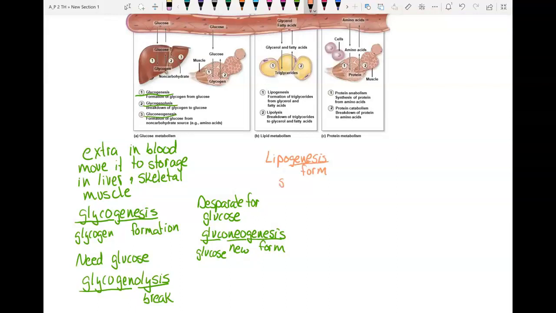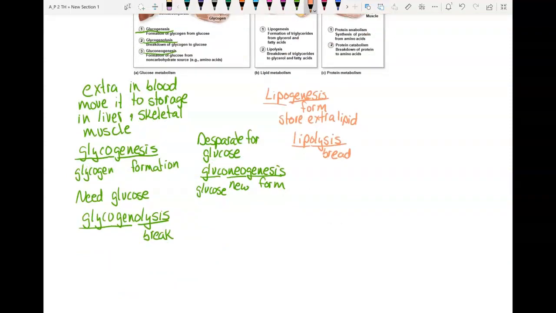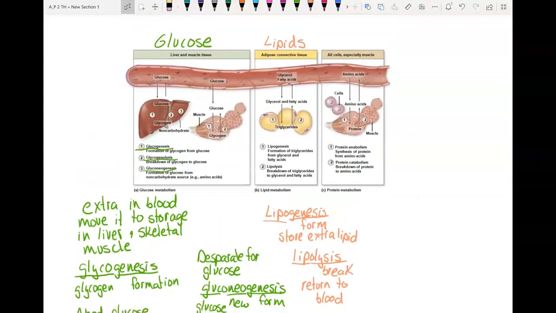So this is when you store your extra lipid. Then you have lipolysis. So remember, lysis is break. And both of these start with lipo for lipid. So this is when you return it to the blood. And that is going in and out of your adipose tissue. Then finally, we have the protein.